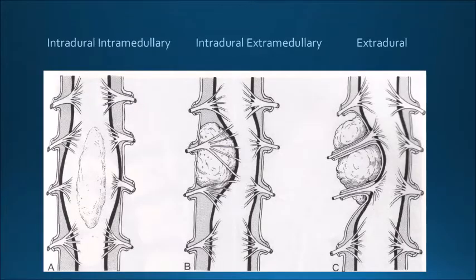So here you can see the three different types of spinal cord tumors. On the right, you can see the extradural spinal cord tumors. They actually compress the spinal cord and the dura and cause compressive symptoms over the cord. Then we have the intradural extramedullary, which again causes compression of the cord and the nerve root. And then in the last, we have the intradural intramedullary, which arises within the spinal cord and causes neurological deficits.